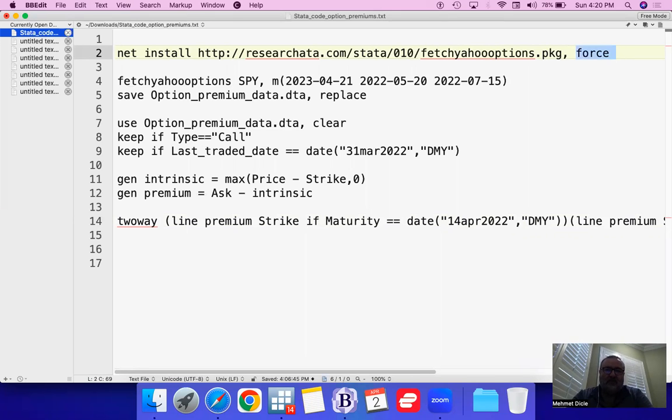I use the force option for the net install, just so that in case you have this command already installed on your package of Stata, it would just simply make our lives a little bit easier just to replace it. So we're going to download the data using fetch Yahoo options. I'm going to be using Apple just because we actually talked about it in class so much.